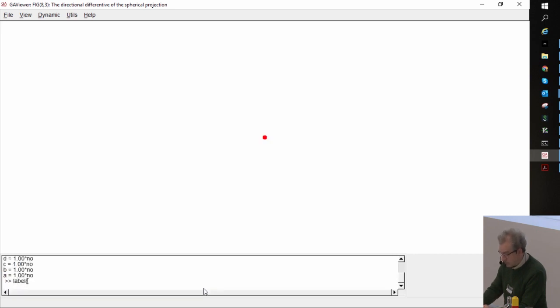And let's label the points so that we know what we're talking about. Label C. You can try this at home because you can download the software.